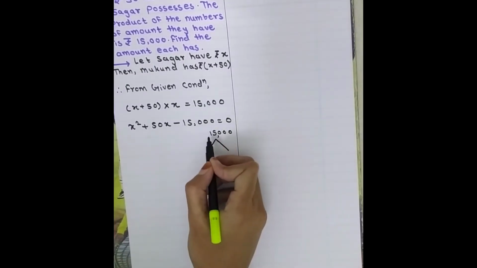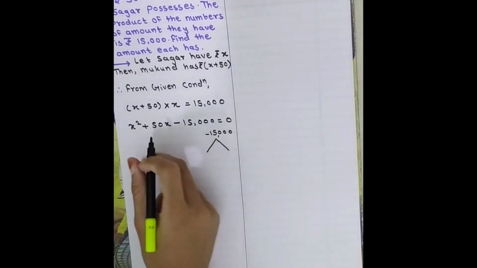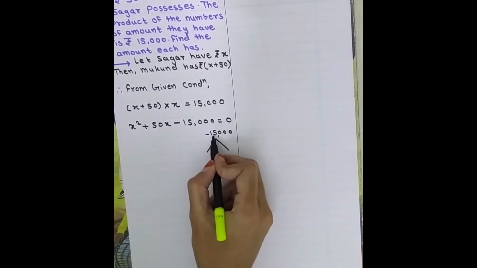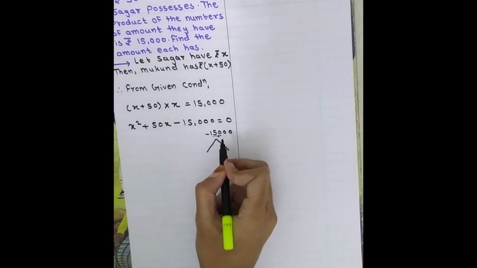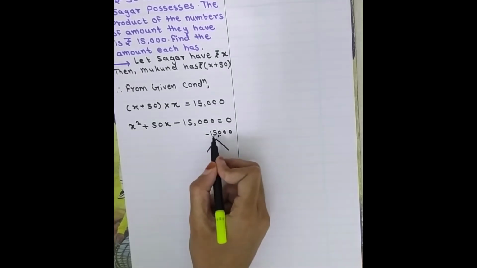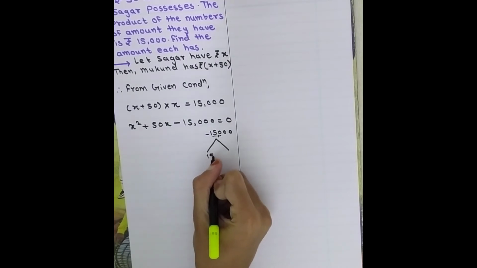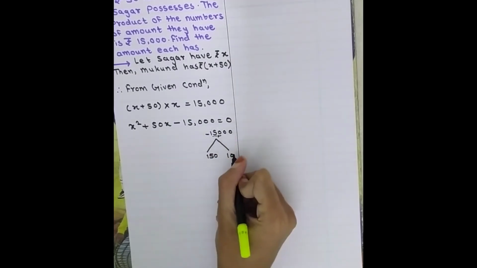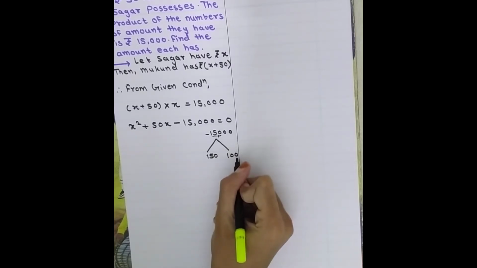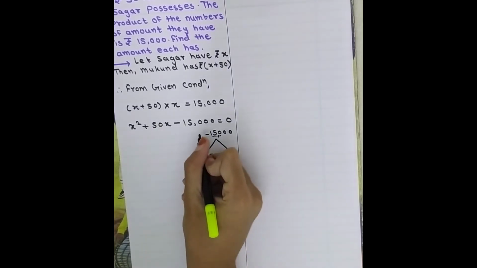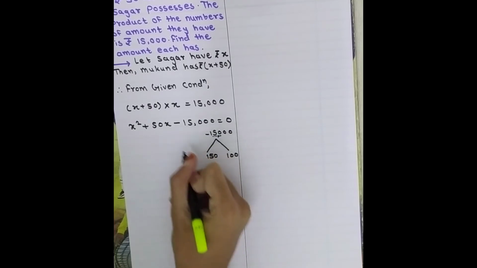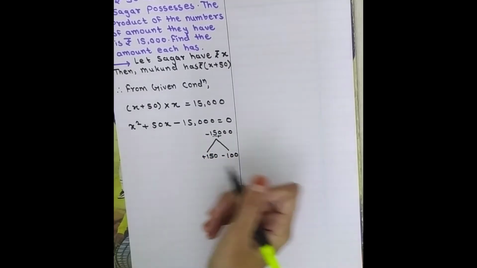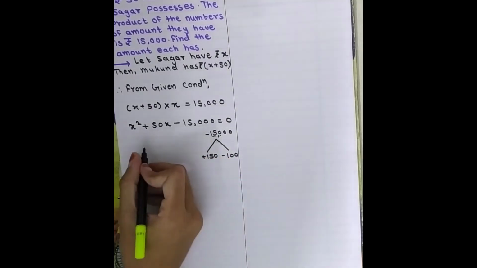Here the product is 15,000 and the addition is 50. So first consider this much only, 150. In which table does 150 come? 15 tens are 150, right? And this 150 minus 100 is 50. So here plus and here minus sign. Then plus 50 is the answer.